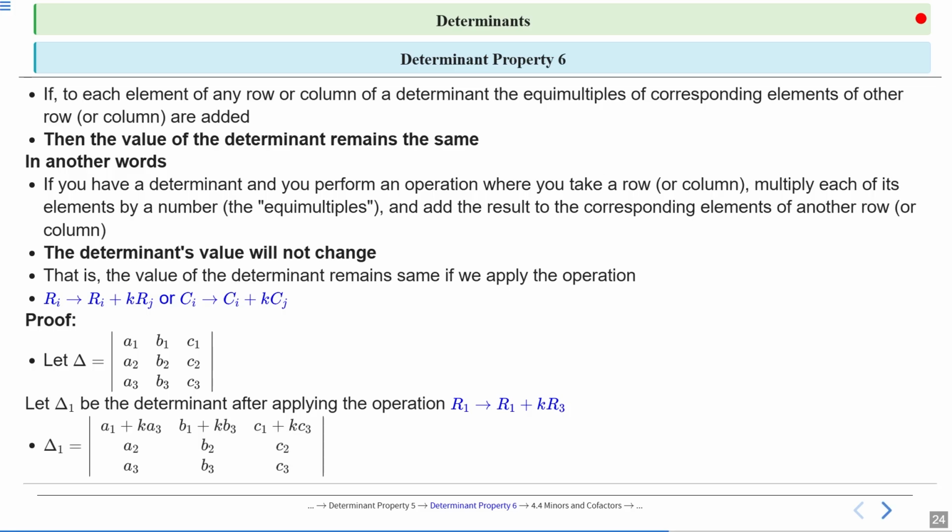Okay, so now my R1 becomes: take the first element a1, and multiply the corresponding element of R3, that is a3, with k and add it into R1. So we get a1 plus k into a3. Understand what the operation is? We just take an element of R1 and add the corresponding element of R3 multiplied with k. So we get a1 plus k a3, b1 plus k b3, c1 plus k c3. And that gives a new determinant. We have to calculate the determinant of this matrix, and property 6 says that the determinant remains the same.